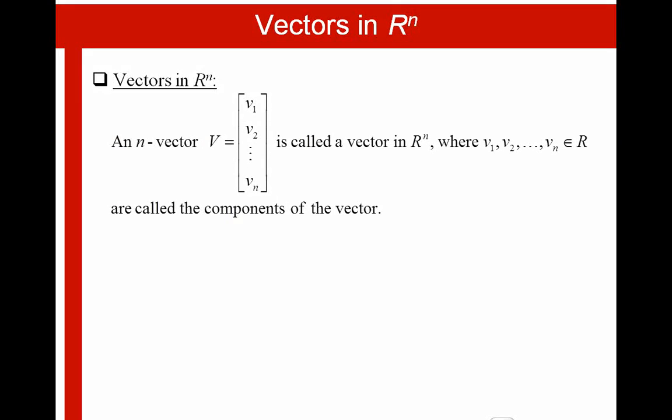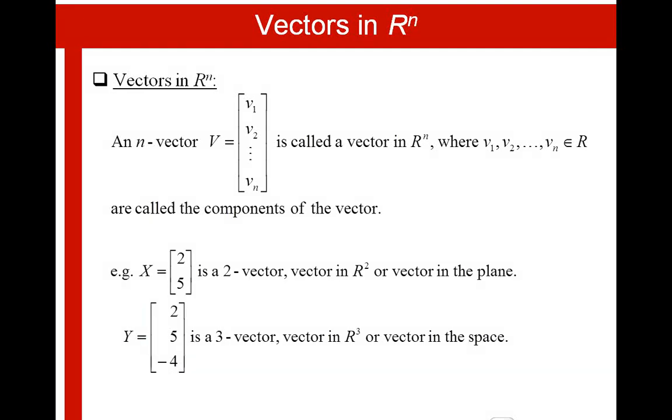We start off with some definitions. Vectors in Rn. What are vectors in Rn? An n vector is a vector with n components. As can be seen here, a vector, which is a column matrix, has n elements in it, v1, v2, v3, etc. to vn, and is called a vector in Rn, where v1, v2 and vn belong to R, and are called components of the vector.